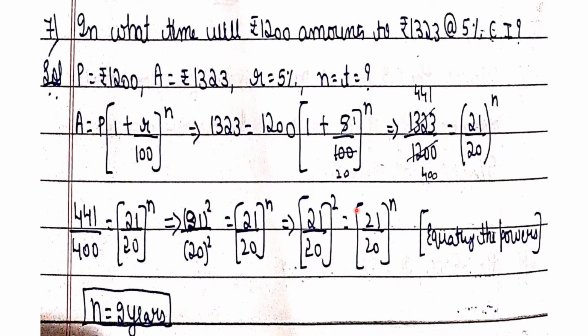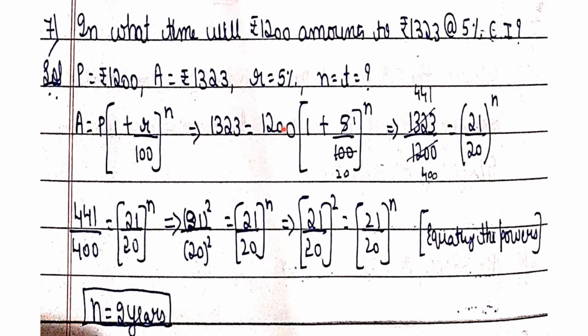Next problem. In what time will rupees 1200 amount to rupees 1323 at 5% compound interest? So the principal value is 1200, amounts to 1323. So amount is 1323, rate of interest is 5%. You have to find out what the n value is. So amount is equal to 1323. So principal will be 1200 into the value whatever is there, substitute.